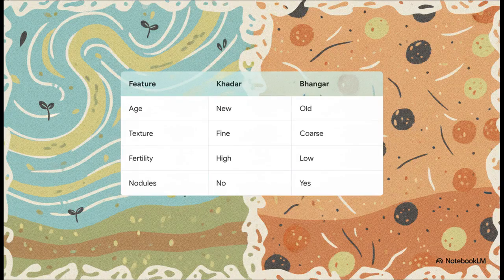All right, let's look specifically at alluvial soil, which, as we just said, is an ex situ soil. Guys, this is a massive favorite for board questions. You absolutely must know the exact differentiate between table for alluvial soil. So you have young Khadar soil versus old Bhangar soil. Khadar is the newer, finer, lighter-colored alluvium. It's highly fertile, and you'll find it in the lower plains. Bhangar, on the other hand, is the older, coarser soil found higher up. It often contains kankar or lime nodules, and it's definitely less fertile. You want to replicate this exact comparison word for word in your board answers.